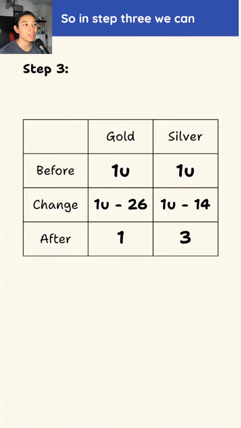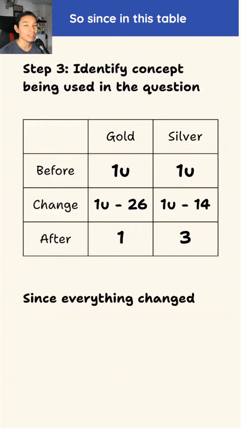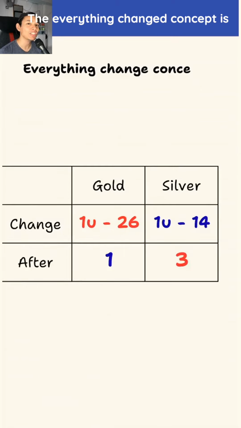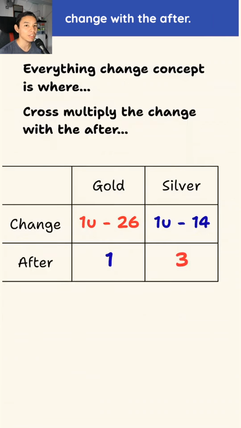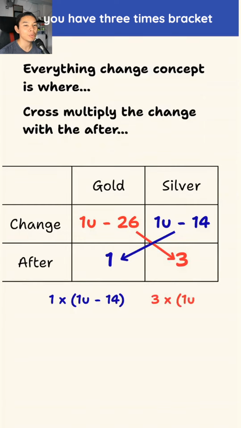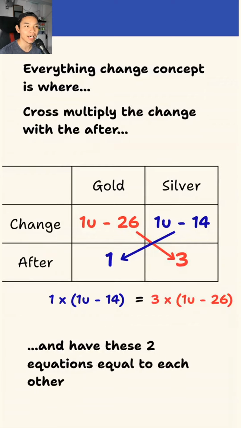In step 3, we can actually identify the concept being used in this question. Since in this table everything has changed, we use the everything changed concept. The everything changed concept is where we cross multiply the change with the after. So you multiply across diagonally, as you see over here. It looks something like this: 1 times bracket 1 unit minus 14, and then 3 times bracket 1 unit minus 26, and these two expressions are equal to each other.